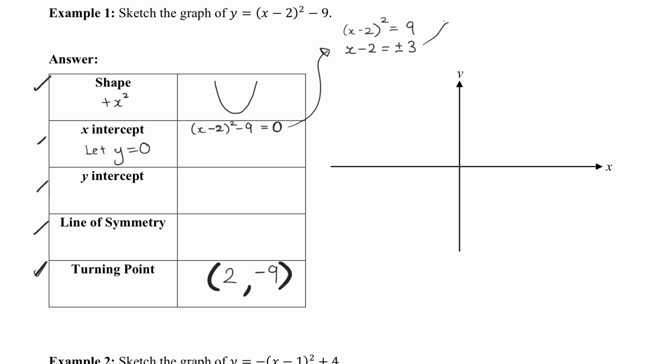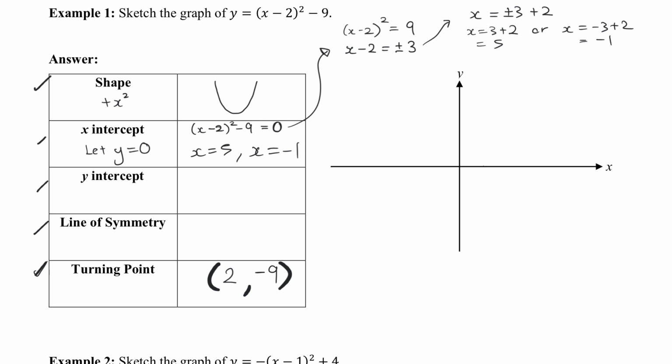Therefore, you get 2 answers, right? Where you have x is equals to +3 or -3, plus 2. In other words, x is 3 plus 2, or x is -3 plus 2. So we get 5 or -1. So the two x-intercepts are 5 and -1. Let's proceed to sketch it.